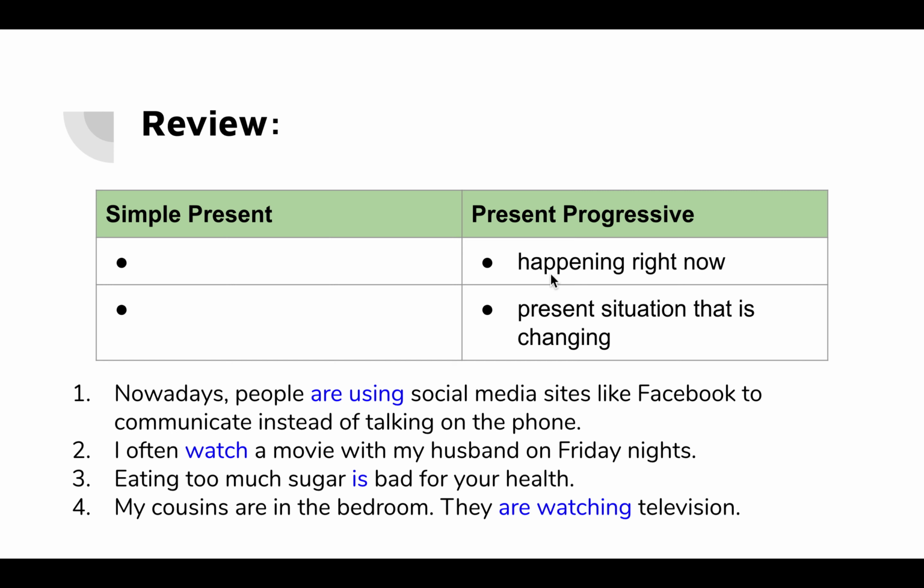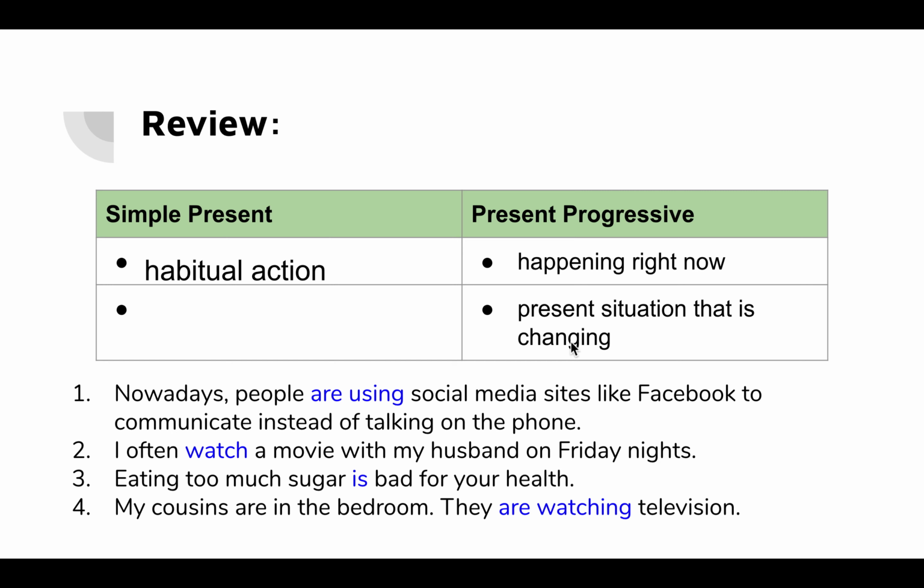So first, we said that the present progressive is talking about an action that's happening right now. In contrast, simple present talks about a habitual action or a habit. So a habit is going to use words like always, sometimes, never, usually, often, things like this.